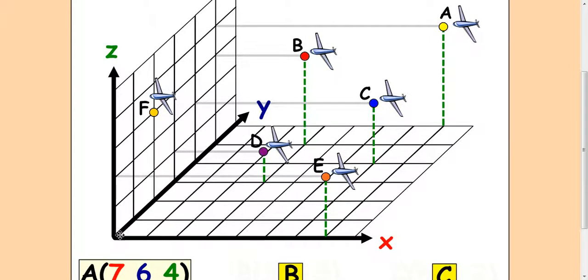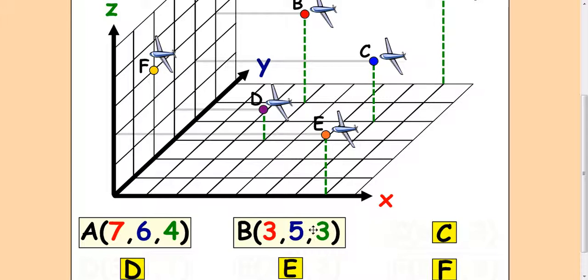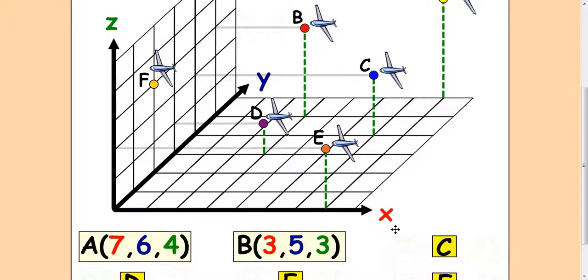B, we go along X axis, so 1, 2, 3. So 3 for your X coordinate, 1, 2, 3, 4, 5 for your Y, and then 3 up for your Z. So 3, 5, 3. And you can pause these and play along yourself if you want to try them. So C, go along the X axis, 1, 2, 3, 4, 5, 6. Then in the Y axis, 1, 2, 3, 4. So 6, then a 4, and then look how far it goes up, and then a 2. 6, 4, 2.